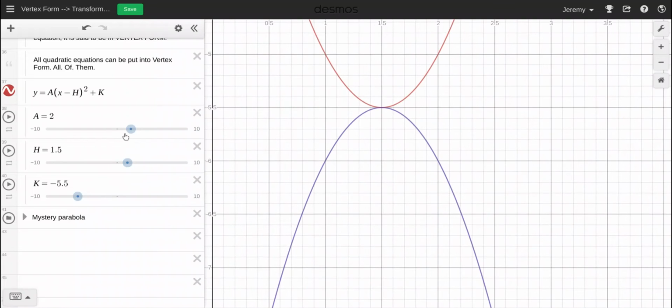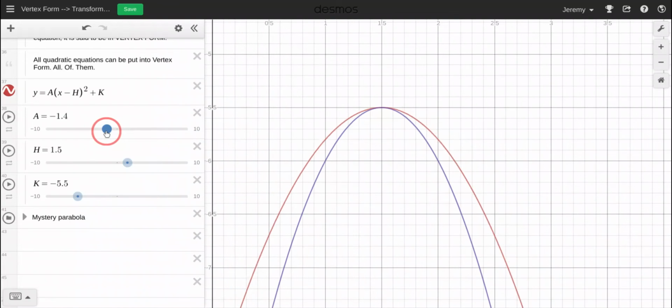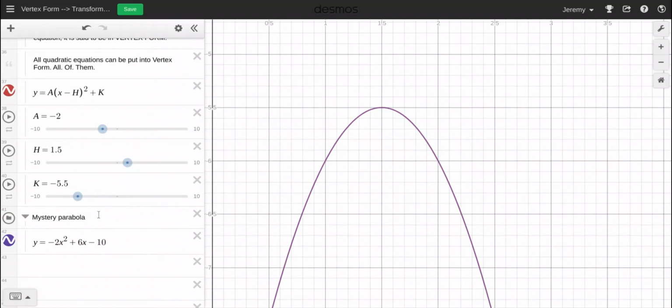And now I want to change the concavity. It's going to be negative because it's concave down. And there we go. And notice when I turn the mystery parabola off, it matches up with what I've got. Here was the mystery parabola.